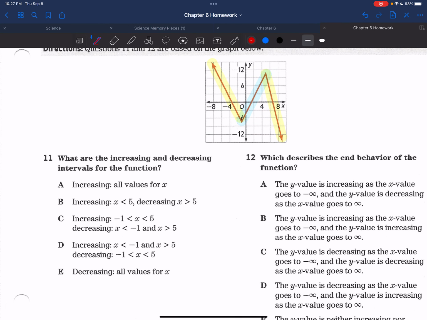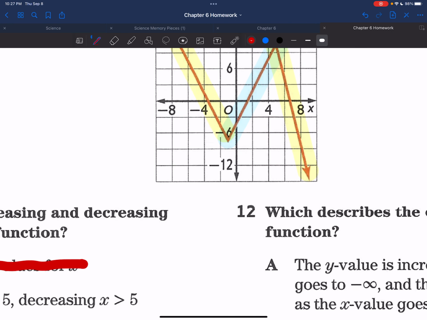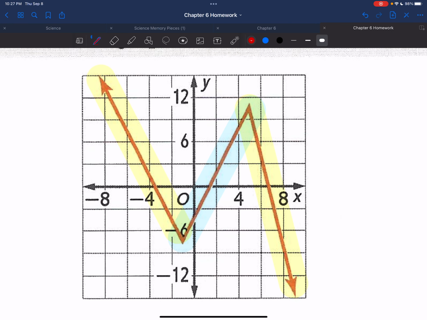A, all values for x are increasing. That's not true. B, we have a mixture of increasing and decreasing. I like that. So does C and D, but E says it's decreasing for all values of x. That is not true. So we can eliminate two of them because this graph has variance. Now, let's look at the points. I think that'll be the easiest way to explain it.